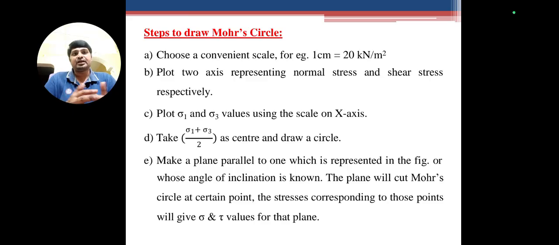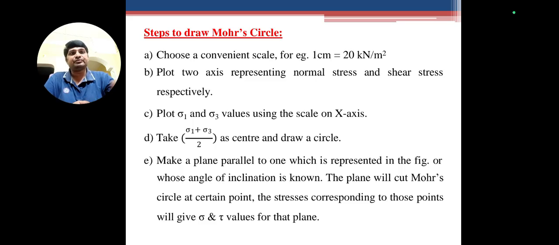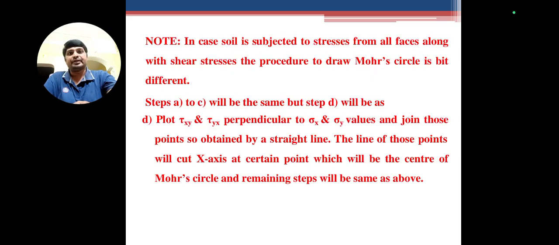The plane will cut the Mohr circle at a certain point. The stresses corresponding to the point will give the sigma and tau values for that plane. So (sigma 1 minus sigma 3) by 2 will give the normal stress, whereas on the normal stress axis tau is 0, and tau comes from the x-axis to the y-axis, how much distance there is, that is the tau or shear stress. Like that we are going to find the normal and the shear stresses by using the Mohr circle.